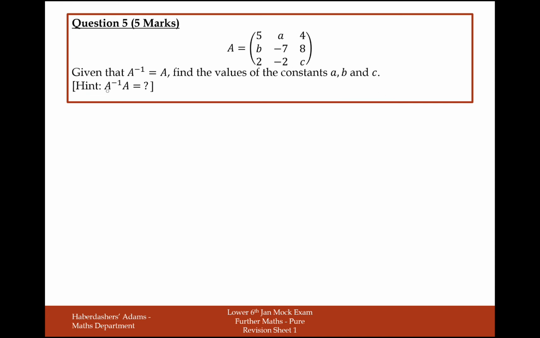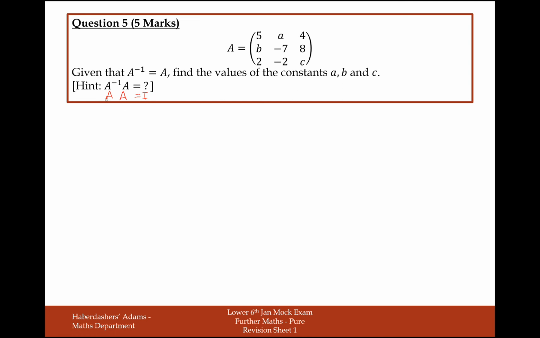And we've got an extra hint here to consider what we'd get when we multiply A inverse by A. Now I know from my definitions of multiplying an inverse matrix by a matrix, I get the identity. So I know what this matrix is going to be. And I can also consider the fact that the inverse matrix is the matrix A itself. So in this little hint here, I'm going to replace the A inverse with the matrix A.